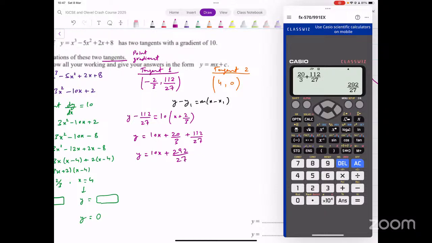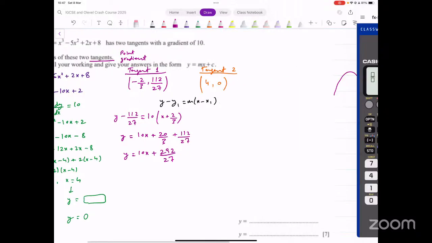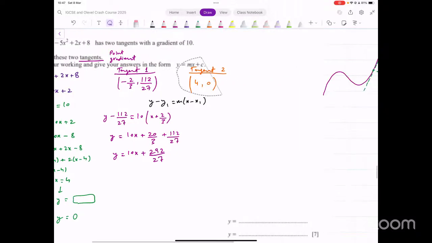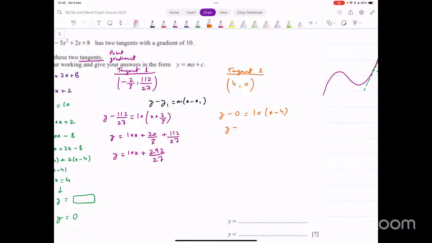That's the first equation. What about the second equation now? That has an easier point to work with. That's just 40. It's not a fraction. What is this going to be now? Again, y minus y1 equals m into x minus x1. Y minus 0 equals m, which is 10 into x minus 4. And that equation becomes y equals 10x minus 40.